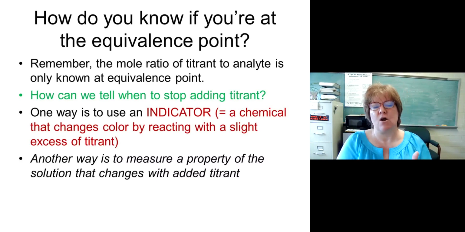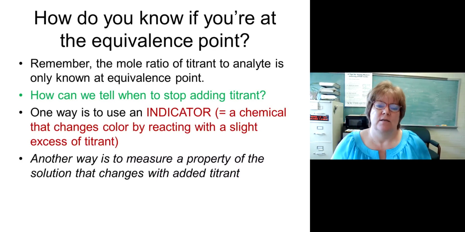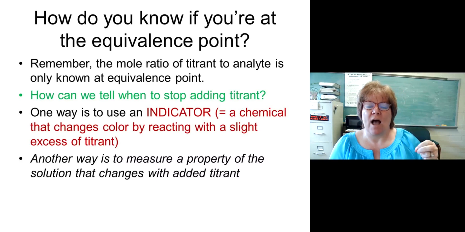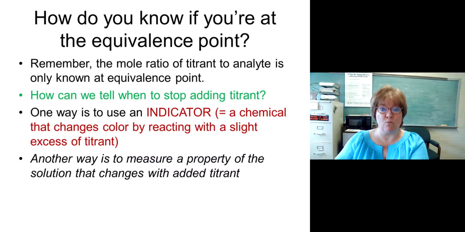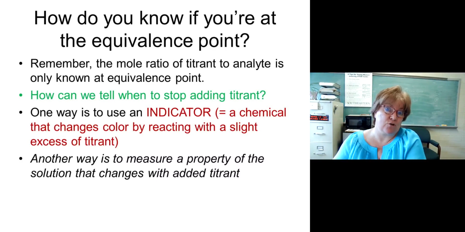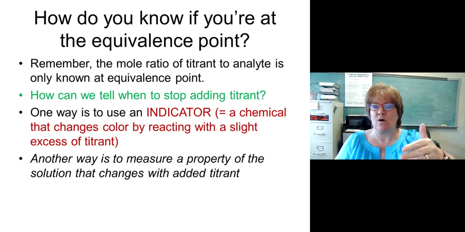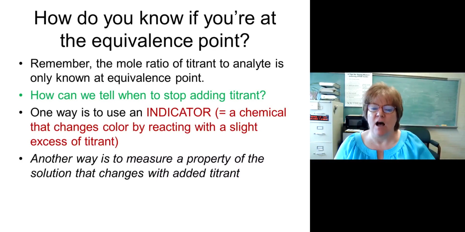That's going to be our experimental endpoint. So how do we know when to stop adding that second reactant? We start with an amount of one of the substances. Usually it's the analyte, but it could be the titrant. And we add the other one in a little bit at a time until I reach some magic point. We're going to use an indicator.